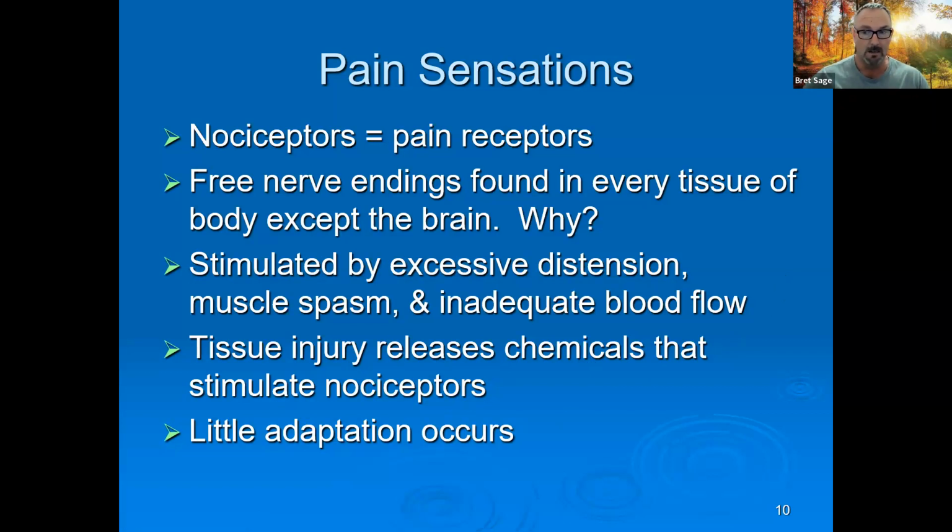I know that sounds very counterintuitive. The reason why pain doesn't adapt is because your body is trying to tell you to stop using that body part. Because if it adapted and you didn't feel it anymore, you'd continue to walk on that broken ankle or cut foot, and it would cause even more damage.